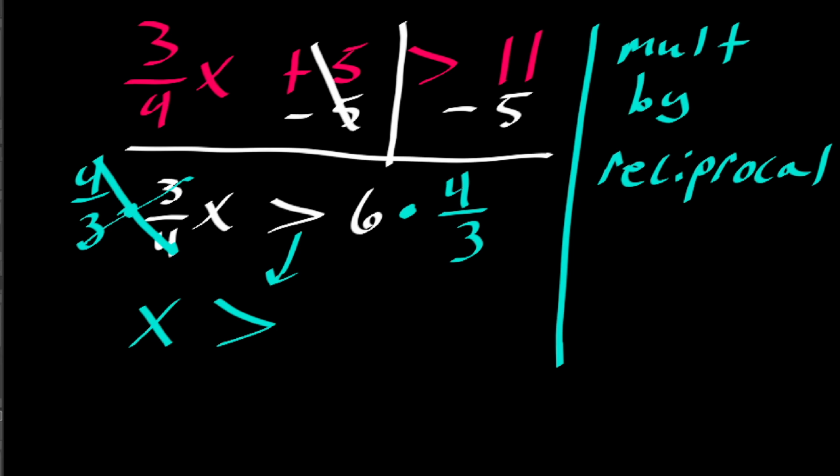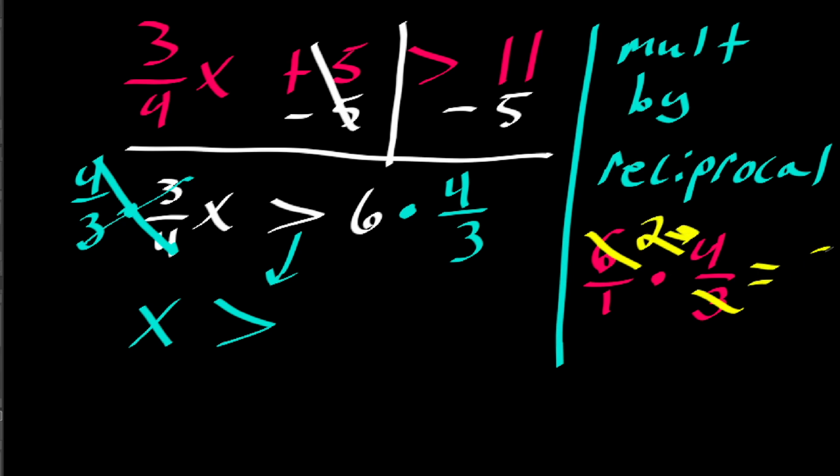It's because 4/3 is a positive. So this symbol would only flip if the fraction or the number that we're multiplying by or dividing by is negative. Now, a quick way to do this, if you don't have a calculator: 6/1 times 4/3, and divide your diagonals. The diagonals would be 6 and 3, which gives me 2. 2 replaces the 6, and then you multiply across the top and the bottom, which would give me 8/1, which is just 8. So my answer is x is greater than 8.